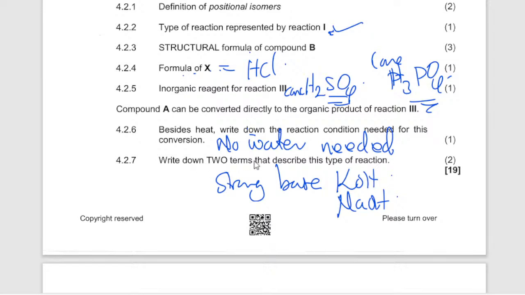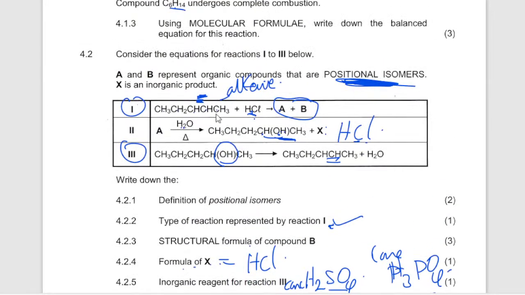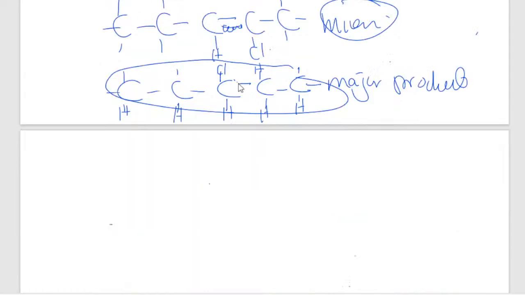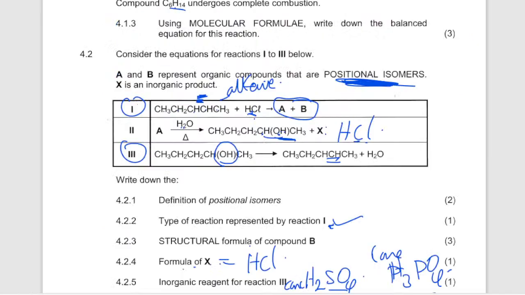Now, write down the two terms that describe the type of reaction. Remember, you are going from the haloalkane to an alkene with a double bond. So it means that first of all, I'm removing the hydrogen and the halogen. So I can say elimination. Yes, so you are saying elimination.